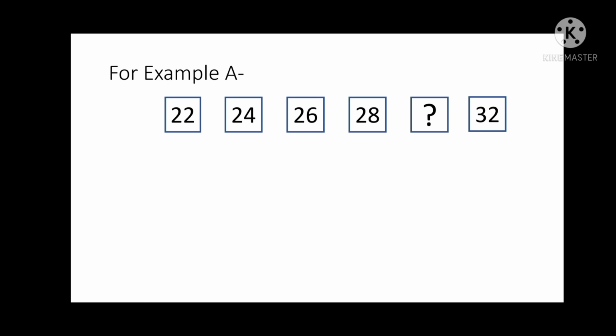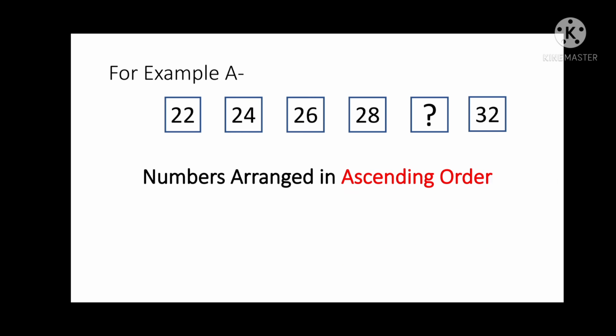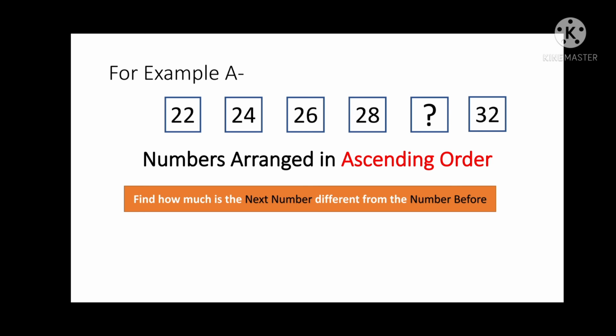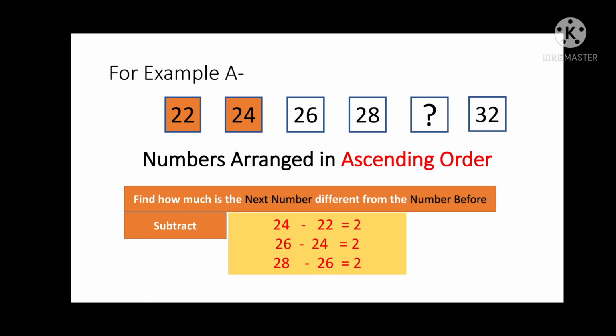22, 24, 26, 28, a missing number, and 32. How do we find out what is missing? Look at the numbers carefully and try to notice what is different. The numbers are arranged in ascending order, so going from the smallest to the highest. Let's find out how much the next number is different from the number before it. So number before 24 is 22. So we subtract and find the difference. 24 minus 22 is 2.